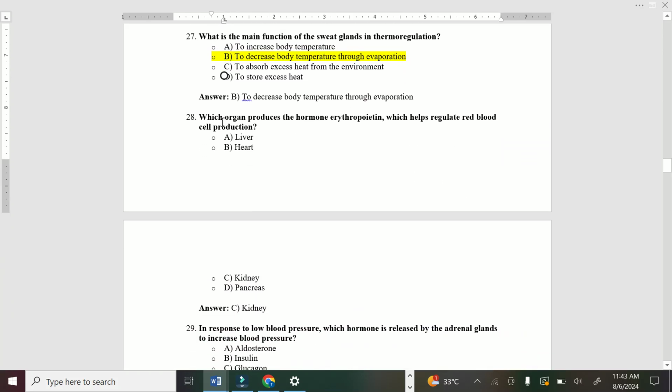The next MCQ is: which organ produces the hormone erythropoietin, which helps regulate red blood cell production? A. Liver. B. Heart. C. Kidney. D. Pancreas. So the correct option is C. Kidney.